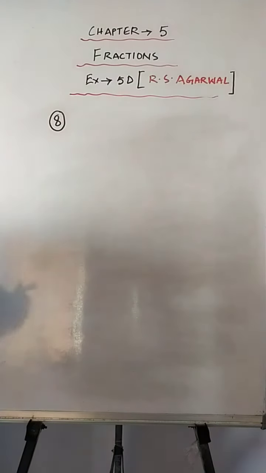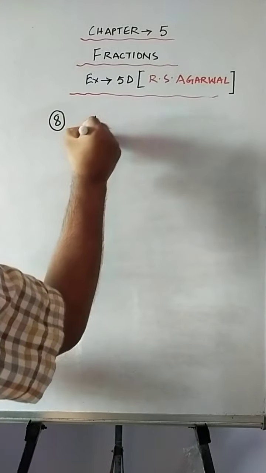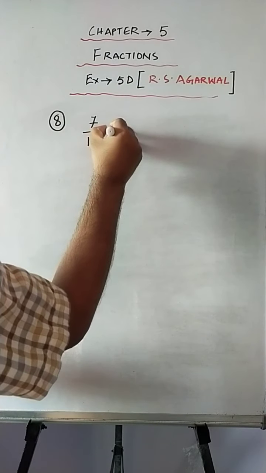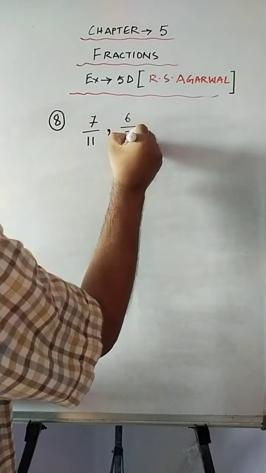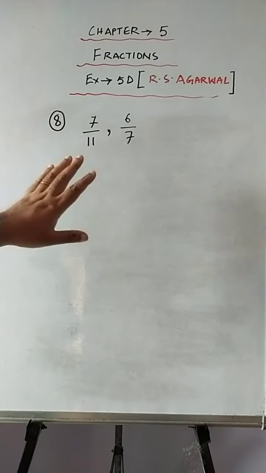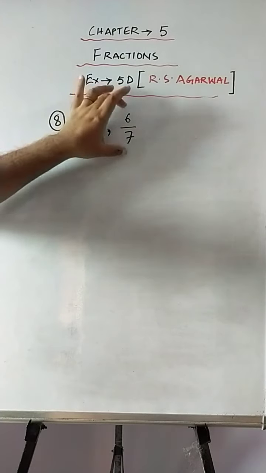that is 7 by 11, comma 6 by 7. Fine. So what we have to do with these two fractions? Now we have to compare these two fractions, students.